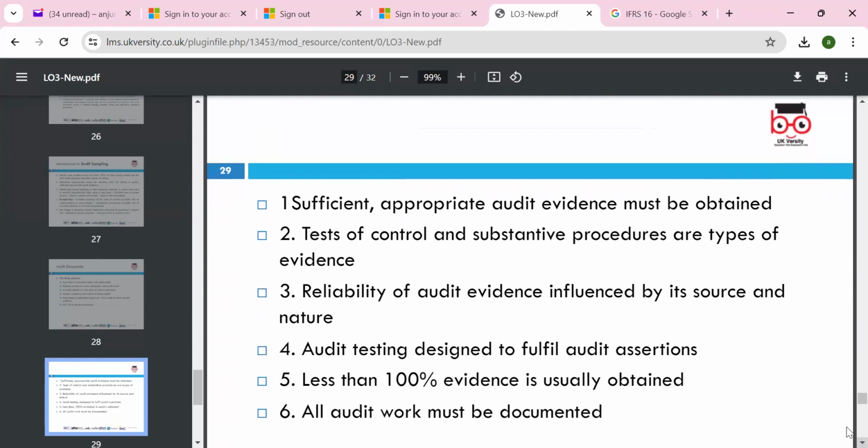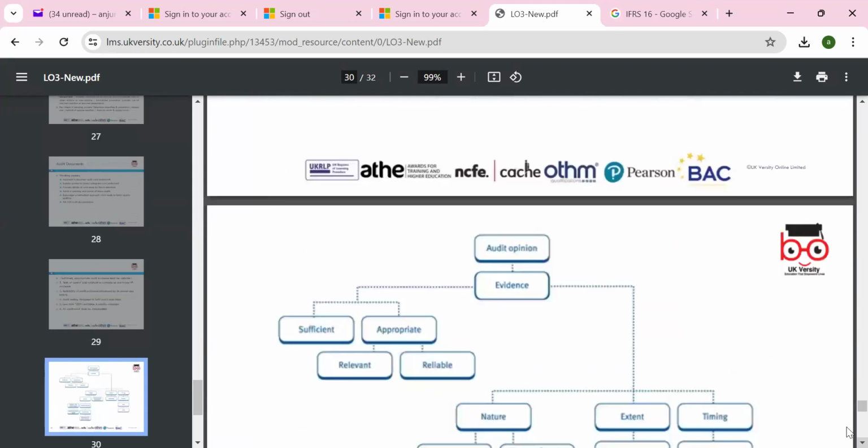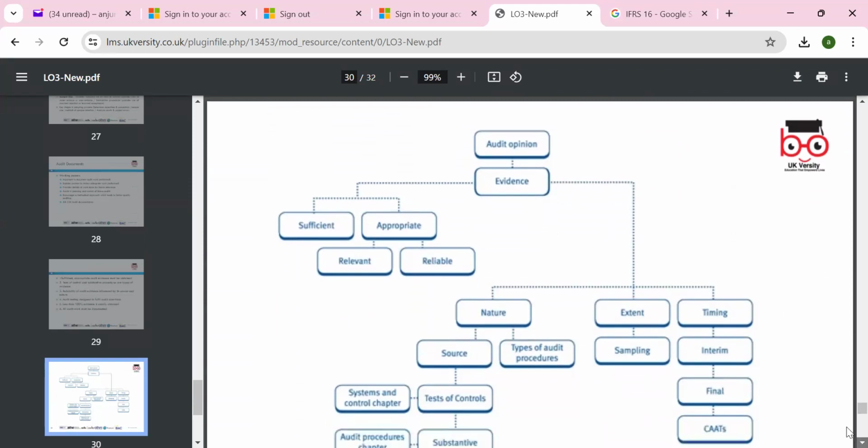Sufficient appropriate audit evidence must be obtained, through tests of controls and substantive procedures. On types of evidence, the reliability of audit evidence is influenced by its source and nature, and the audit testing is designed to fulfill audit assertions. Less than 100% evidence is usually obtained, and all audit work must be documented. That is quite crucial. For the audit opinion, evidence must be sufficient, appropriate, relevant, and reliable, and its nature, extent, and timing are very important.